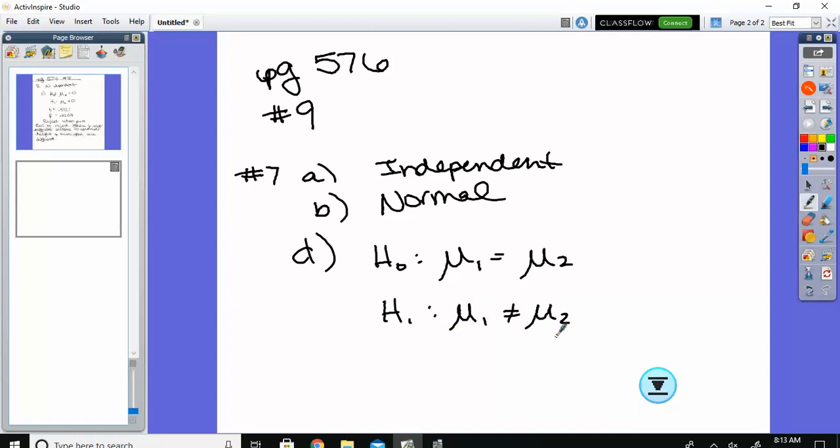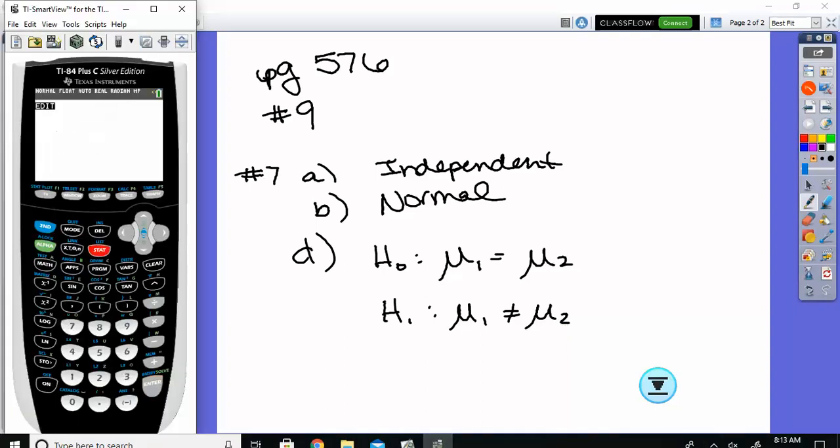Not equal. If I wanted to see if Texas was higher, Texas was the first one, so it'd be the mean of the first is greater than the mean of the second. Okay, now what? Calculator. Clear out everything that's there.